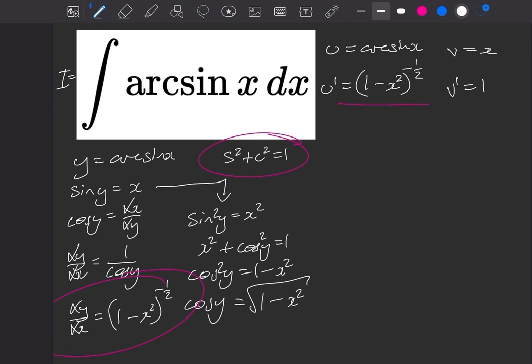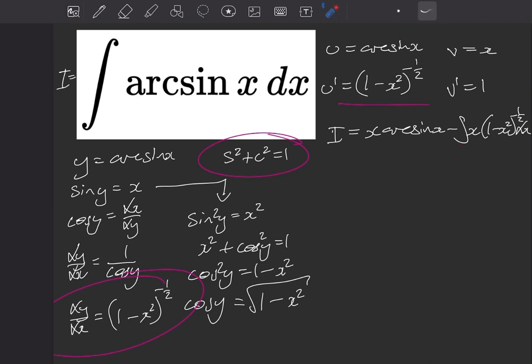So let's do that by parts now. We'll stick this all together. I, our integral, is going to be equal to u times v, so x arcsine x, minus the integral of u dash v. So that's going to be x multiplied by (1 minus x squared) to the minus 1/2, differentiated with respect to x.